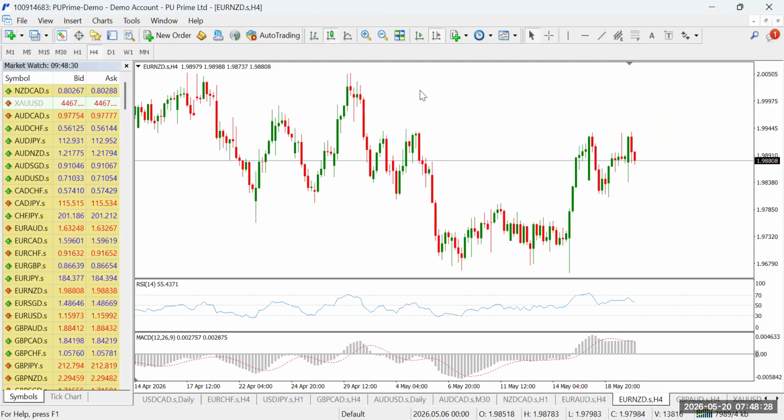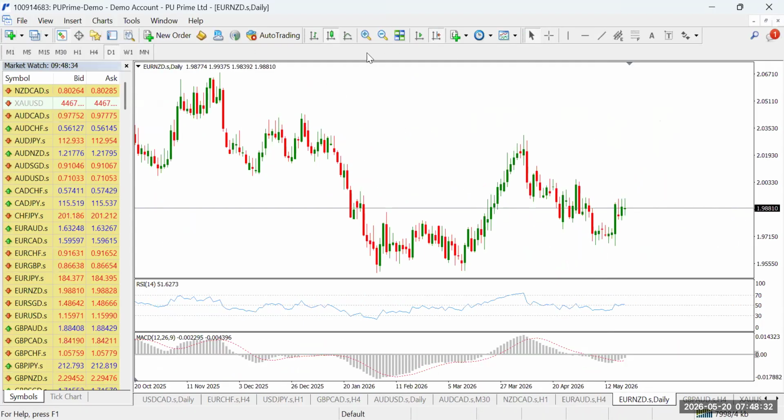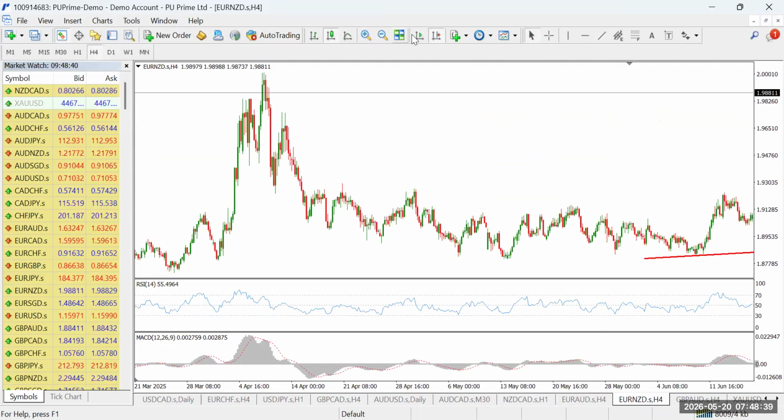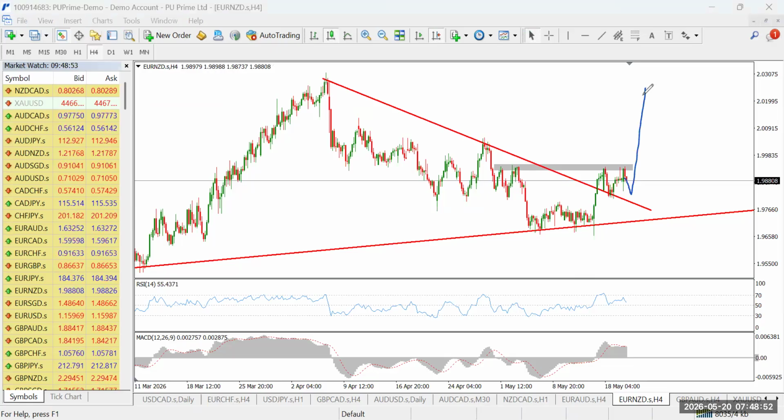On the EURNZD, this one has not moved much. It's trading around the resistance zone. There may be a retracement and possibly a breakout later.